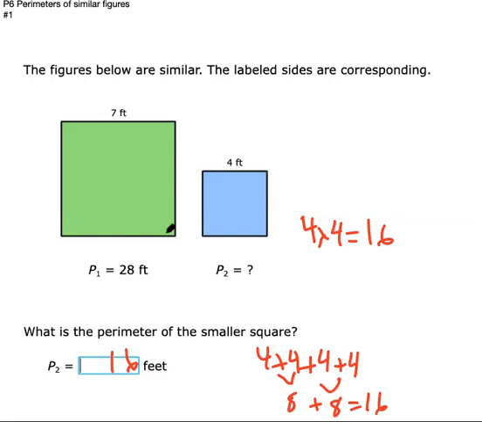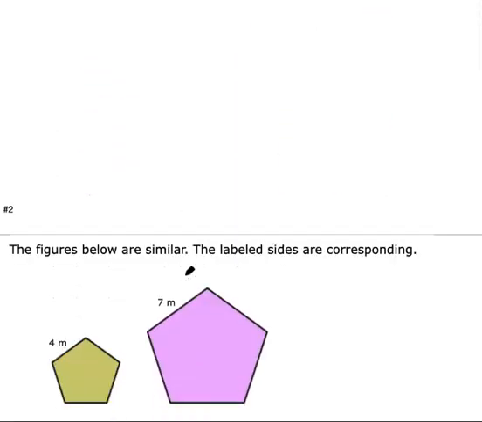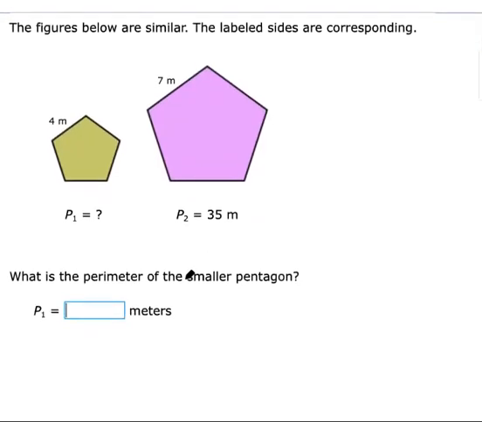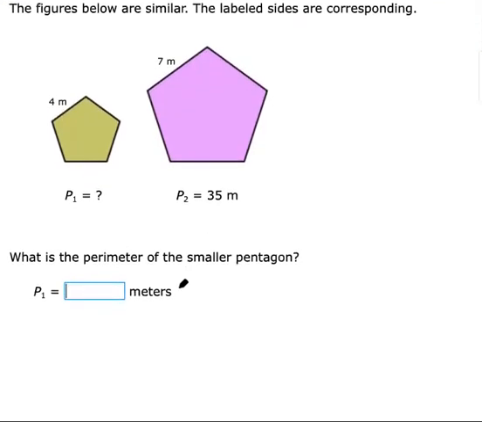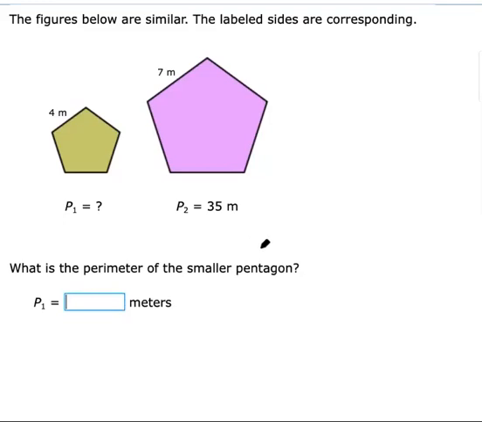Okay. If I wanted to find the other one, they gave us the perimeter is 28, but that means the other sides are all going to be 7. All right. This next one here, so different figures, and they're both similar. The labeled sides are corresponding.